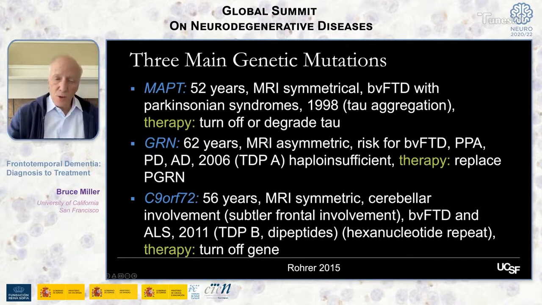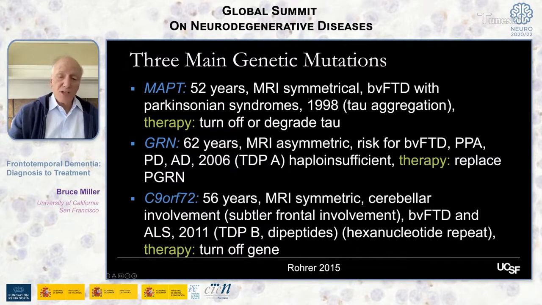Progranulin mutations, a little older, often very asymmetric, so they present with bvFTD, PPA, and a progranulin mutation increases your susceptibility to Parkinson's and Alzheimer's disease. This is a disease of haploinsufficiency. Too little progranulin leads to the cascade of changes in the brain. We now have 6 companies ready to, with different strategies, replace progranulin, presumably stopping the progression of the disease, and if it's done early enough, preventing its onset.